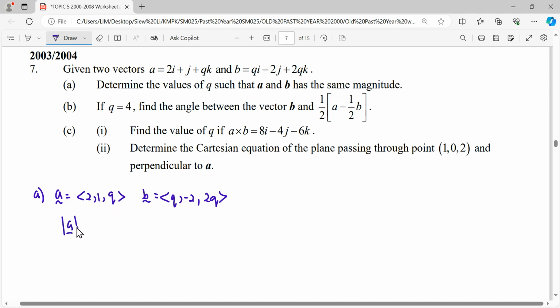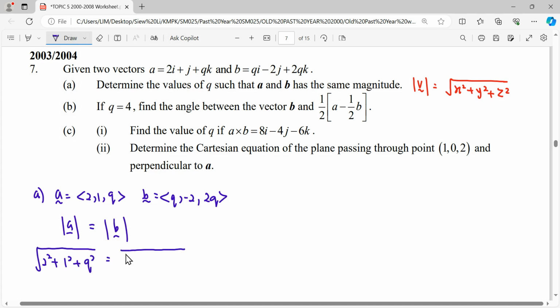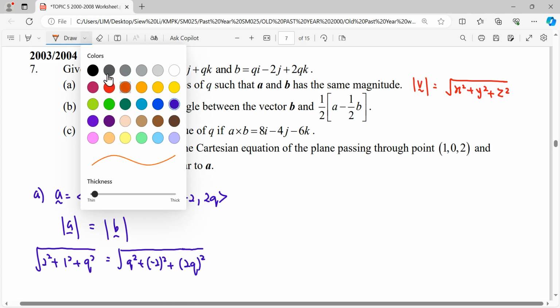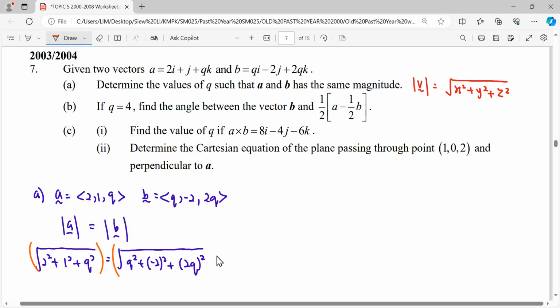It means that the magnitude of A will be equal to the magnitude of B. In finding a vector magnitude, the formula is the square root of x squared plus y squared plus z squared. Therefore, for vector A, it will be 2 squared plus 1 squared plus q squared. For vector B, it will be q squared plus negative 2 squared plus 2q squared. Simplify this square root equation, where we can square both sides to get rid of the square root.